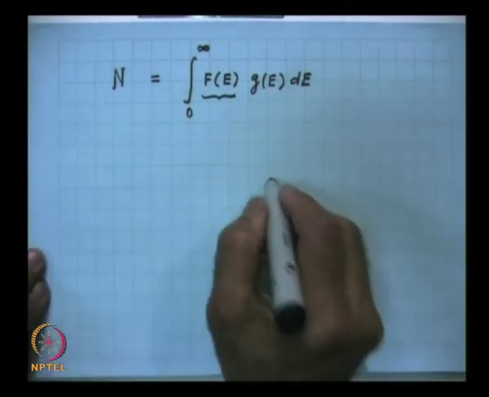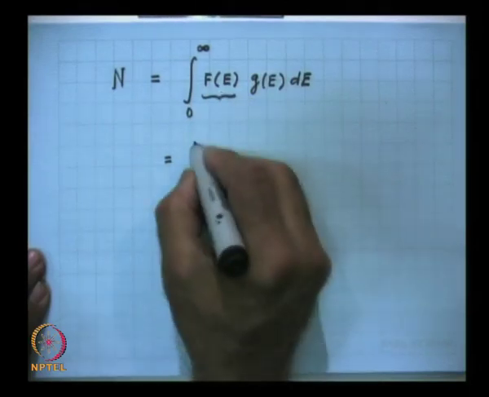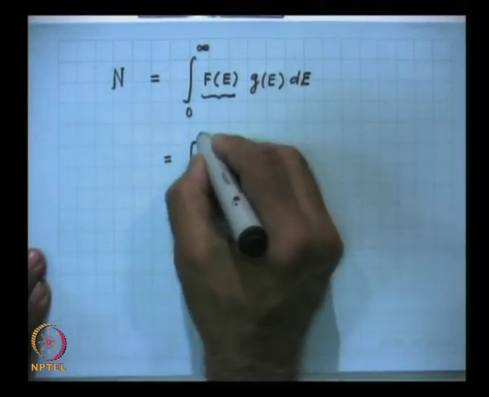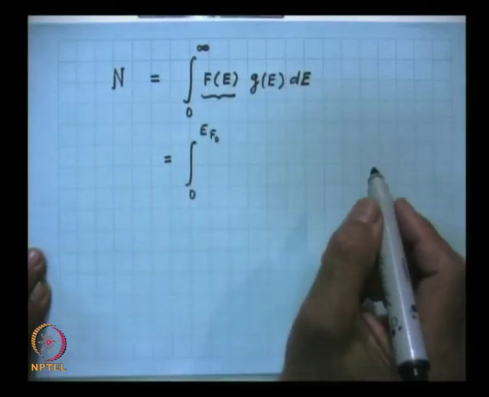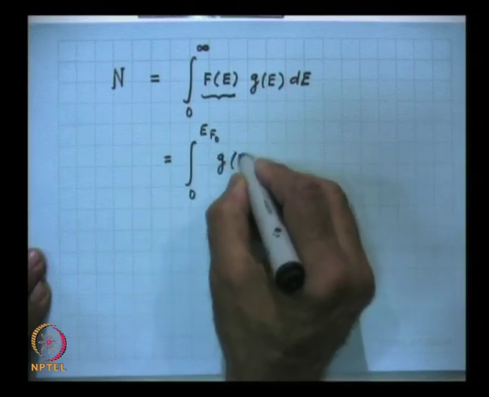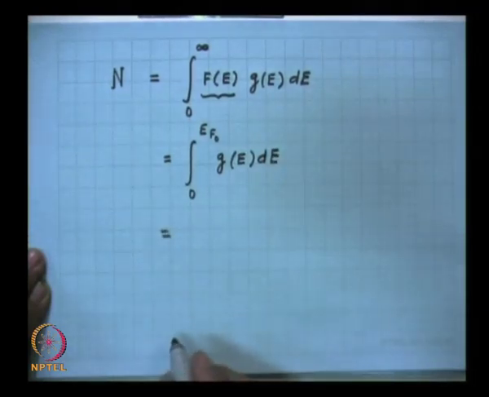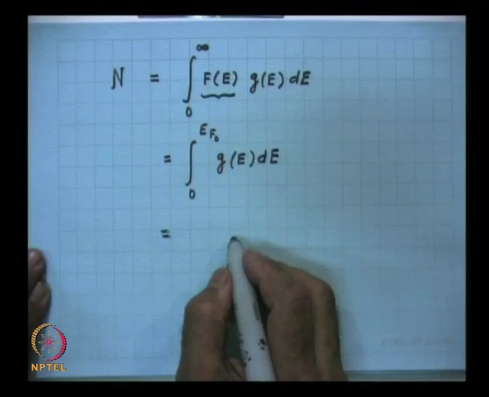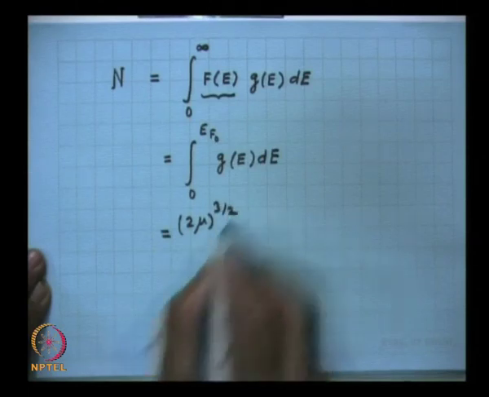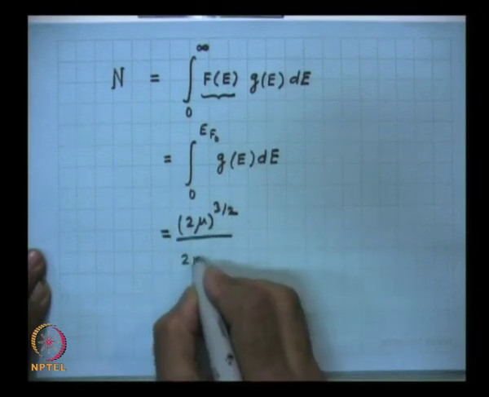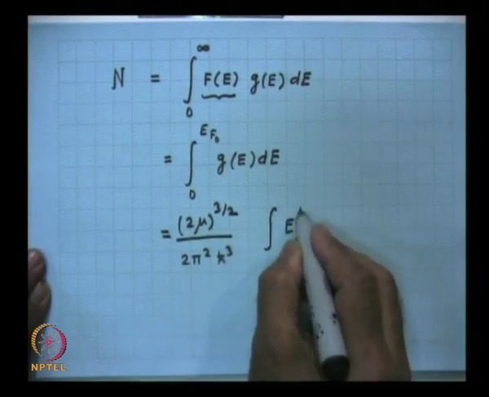At absolute 0, we find that f of E is 1 for E less than E f 0, and beyond that it is 0. So, this will become the integral of G of E dE up to E f 0, and therefore, if I substitute the value of G of E, you will obtain 2 mu raised to the power of 3 by 2 divided by 2 pi squared h cross cubed, E to the power of half dE.